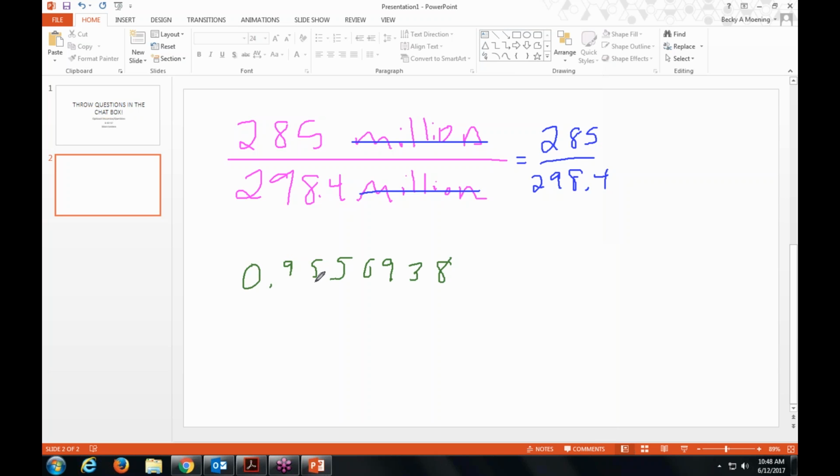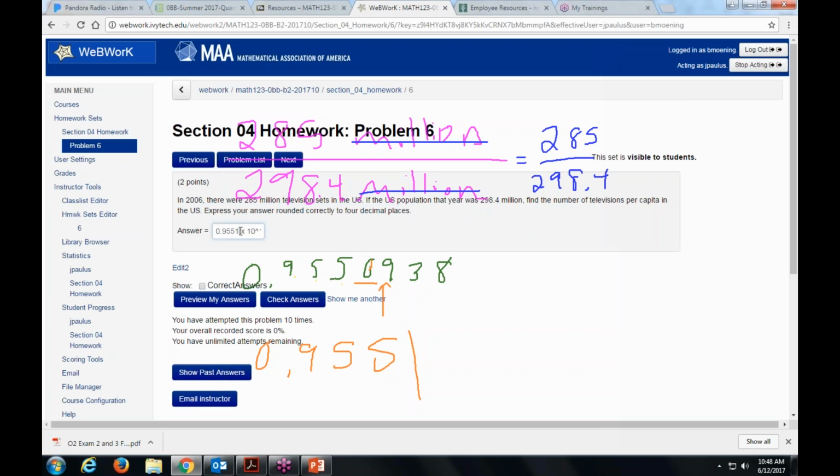Okay, so you want to go 4 decimal places. So 1, 2, 3, 4 decimal places. You look 1 past the 9, which tells you to go up. So you should just be at 0.9551, which I think is what you had, isn't it? You just added some extra. So get rid of that extra at the end, the times 10 to the first, and you should be golden.